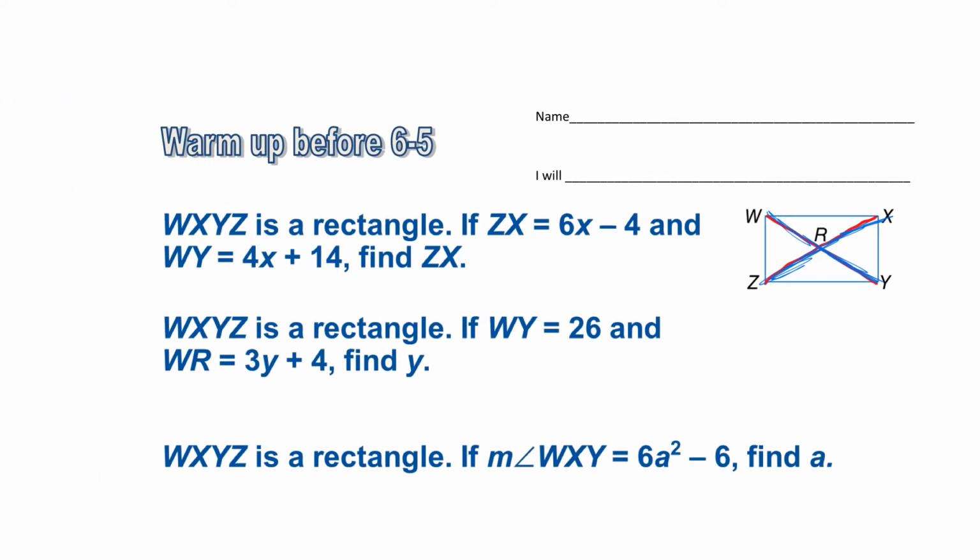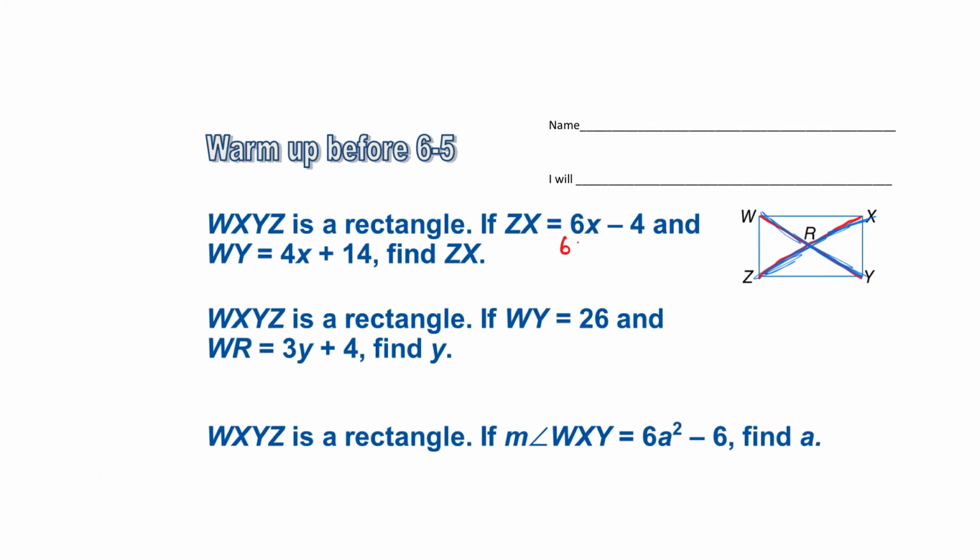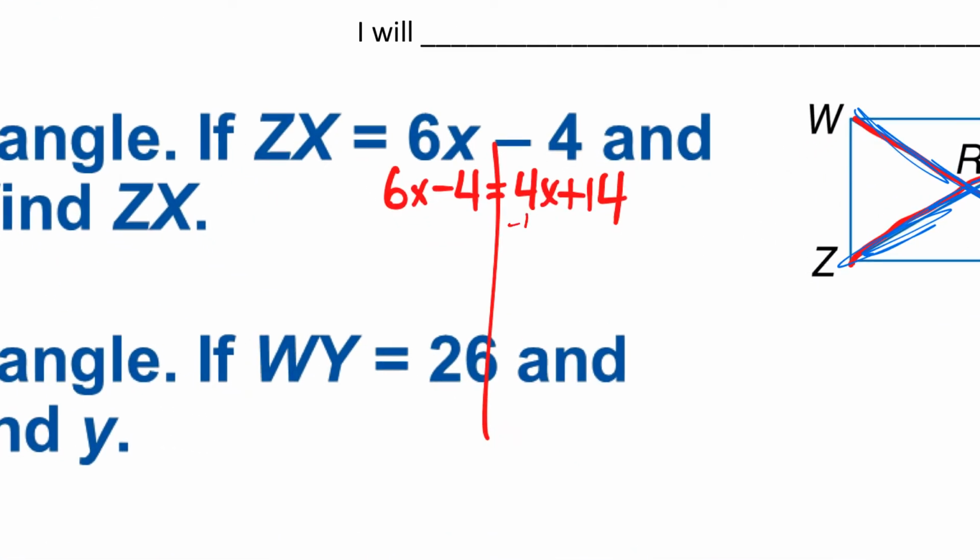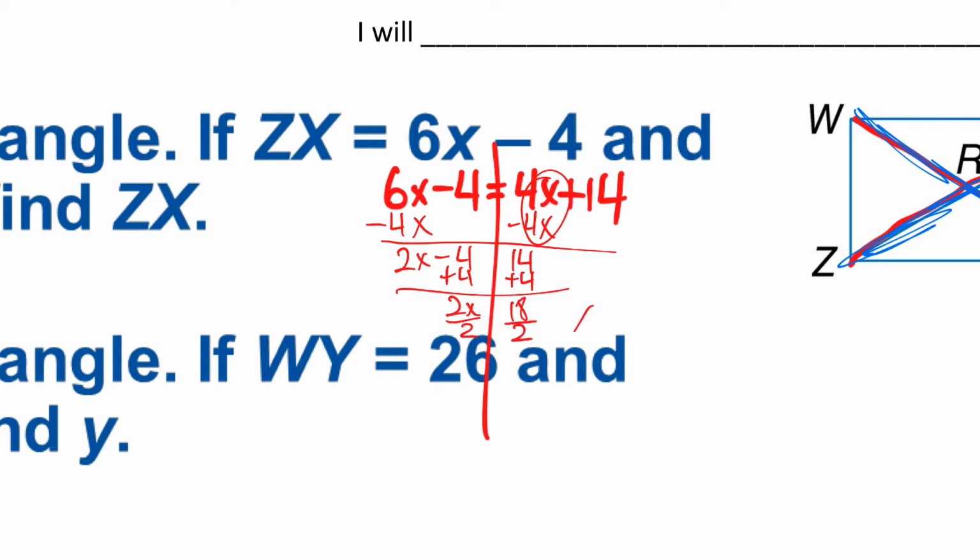Okay. So we're going to just set them equal: 6x minus 4 equals 4x plus 14. Okay, so we're going to subtract 4x from both sides. Let's see, so we get 2x minus 4 equals 14, plus 4. 2x equals 18, divided by 2, and x equals 9.